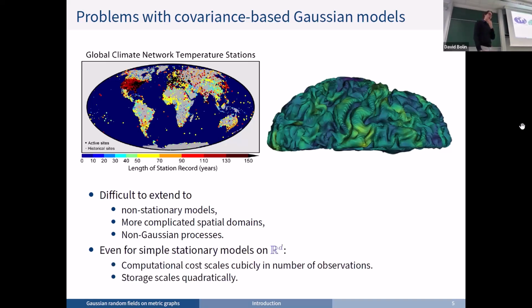And then the second issue is that even for the simple stationary Gaussian process on R^d, these scale very poorly with the number of observations. Essentially, computational cost scales cubically for doing inference or prediction, and storage cost scales quadratically, which essentially means that you cannot really scale this to big data applications.